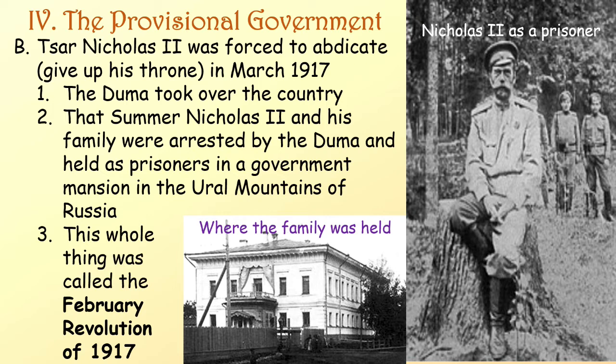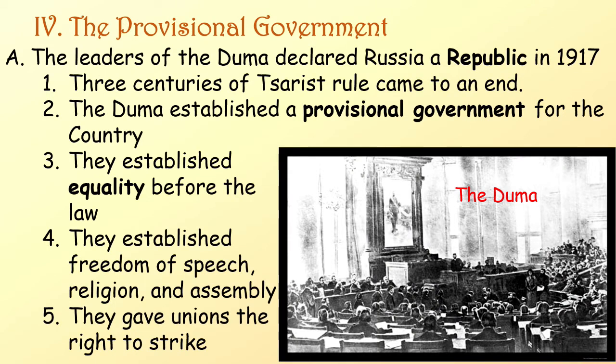That summer, Nicholas II and his family were arrested by the Duma and held as prisoners in a government mansion in the Ural Mountains of Russia. The whole thing was called the February Revolution of 1917. The leaders of the Duma declared Russia a republic in the year 1917. 3 centuries of czarist rule came to an end.